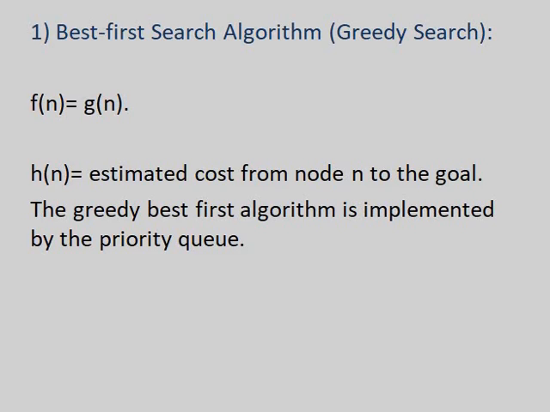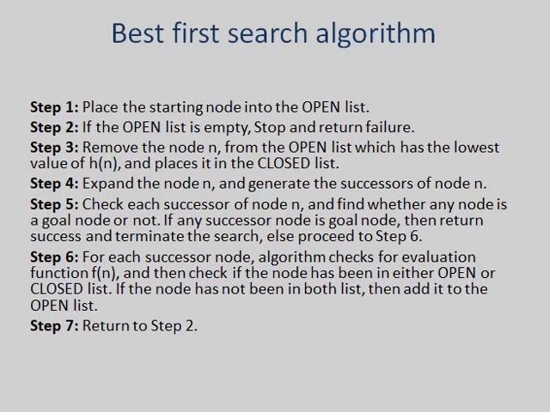Now let's see what are the different steps we have to follow. The first step is to place the starting node in the open list. The main thing here is we are maintaining two lists. One is an open list and another one is a closed list. So first select your starting node and place that node in the open list. Then if the open list is empty, then stop and return failure. If there is no node, then you can stop.